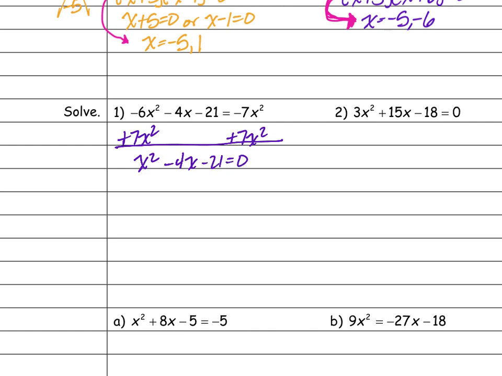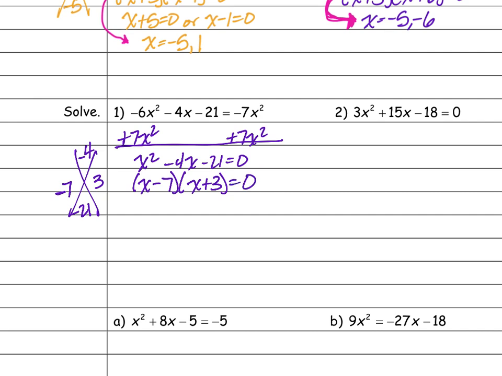That one was pretty easy because now I just have a 1x squared by itself. I can do exactly what we've been doing. I need 2 numbers that multiply to be negative 21 and add to be negative 4. The only thing that multiplies to be 21 is 7 and 3. So 7 and positive 3, and it needs to add to be a negative 4. So that means the 7 has got to be negative. So this factors to x minus 7 times x plus 3 equals 0.